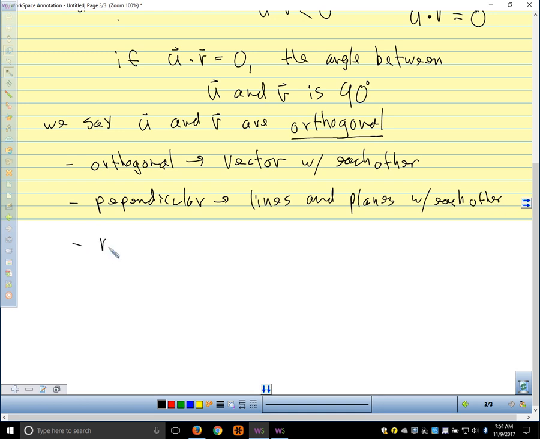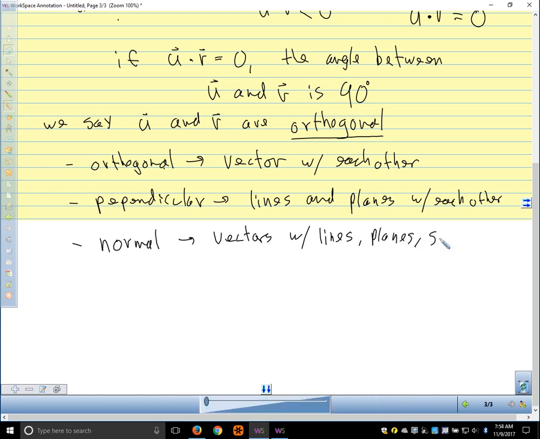And we will use normal when we talk about vectors with lines and planes. And I'll say surfaces. All of them mean they make a 90-degree angle with each other, but we use different words in various different contexts. So that's 2 more words that I need to know.